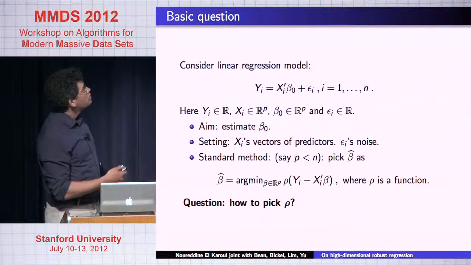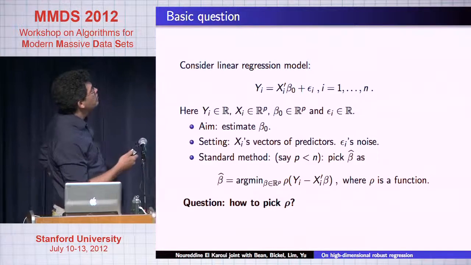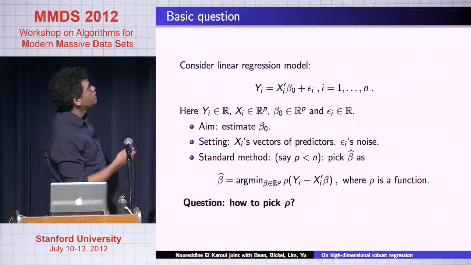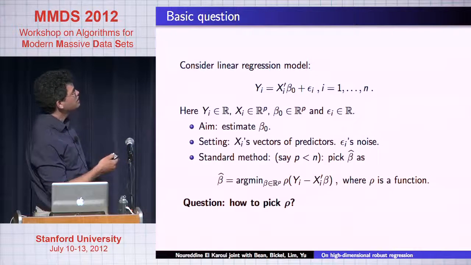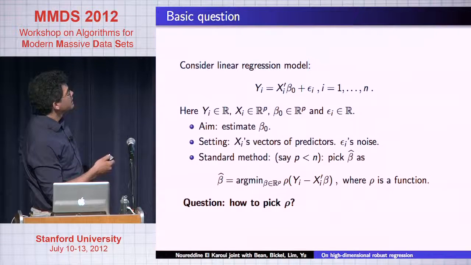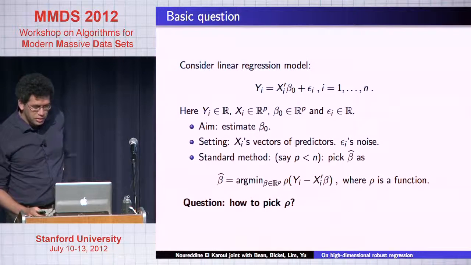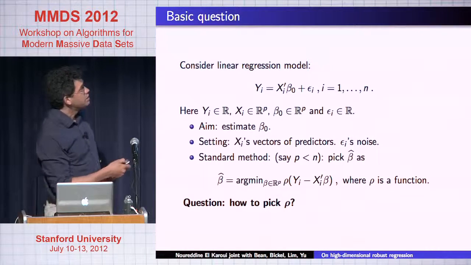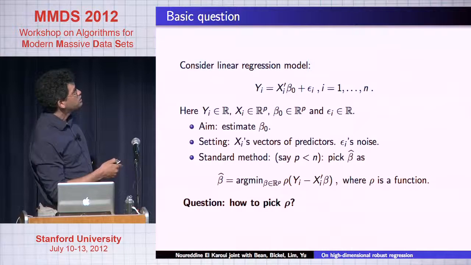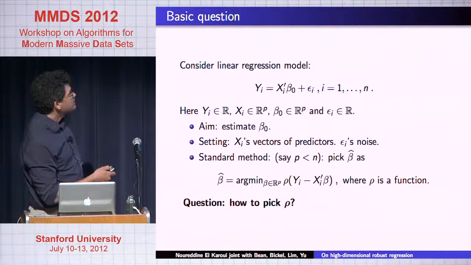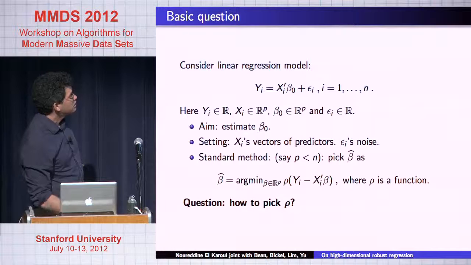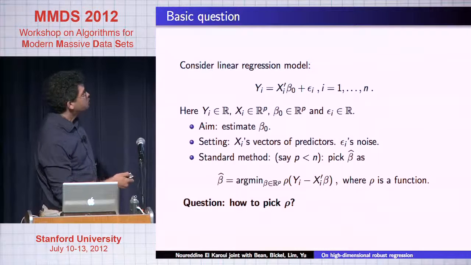I consider a simple linear regression model. Okay, so I have y_i, which is my response, is in R, is x_i transpose beta naught plus epsilon_i. x_i is a random vector in R^p, beta naught is a vector in R^p, and epsilon_i is in R. Okay, so I want to estimate beta naught, it's regression. The x_i's are vectors of predictors, and epsilon_i is the noise.